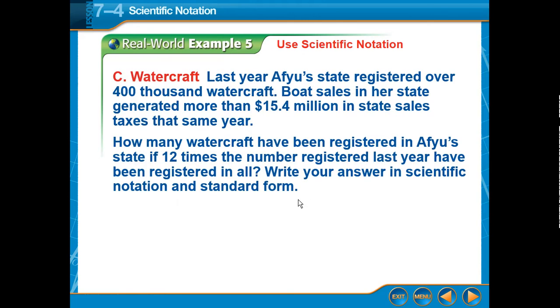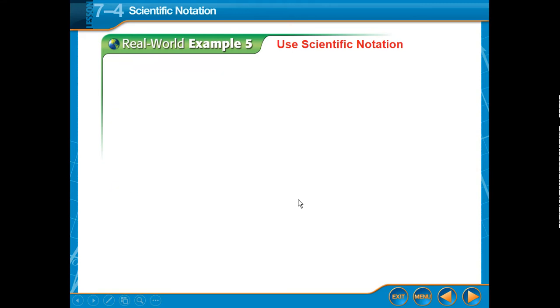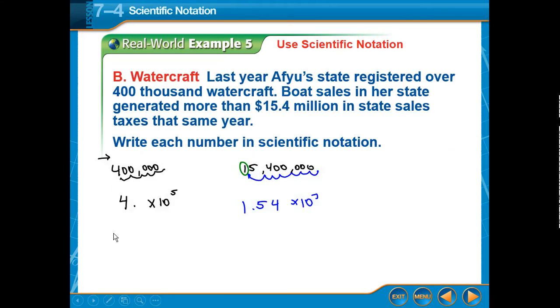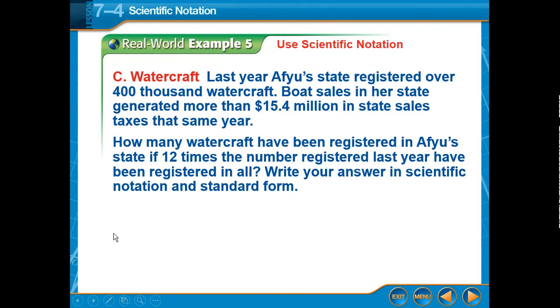Okay. Next part, it says how many watercraft have been registered in his state if 12 times the number registered last year have been registered in all. Write your answer in scientific notation and standard form. Okay, so they said that there was 400,000 that were registered last year, and 400,000 in scientific notation was 4 times 10 to the 5th. So we're going to start with that number, 4 times 10 to the 5th. And they said it was 12 times that number. So I'm going to take that number, and I want to multiply it by 12. So I can do 4 times the 12, and 4 times 12 is 48. So I have 48 times 10 to the 5th.